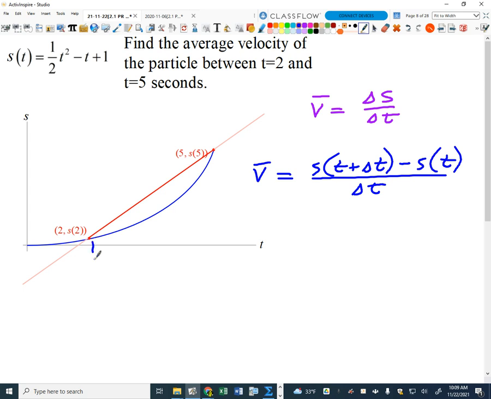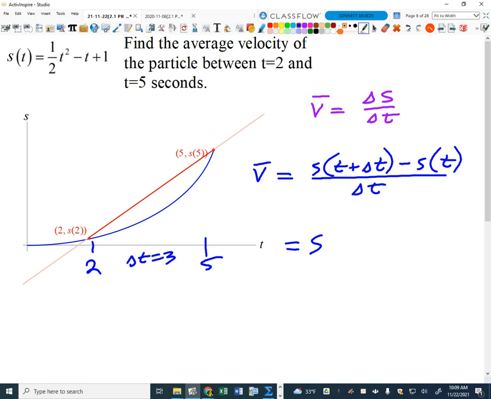Okay, so for us, what's t? It's going to be 2, isn't it? That's our starting value. And what is delta t? How much are we increasing the input by? Yeah, by 3, isn't it? Because that's 5, right? Okay. So then what's that give us? It's giving us S of t plus delta t.